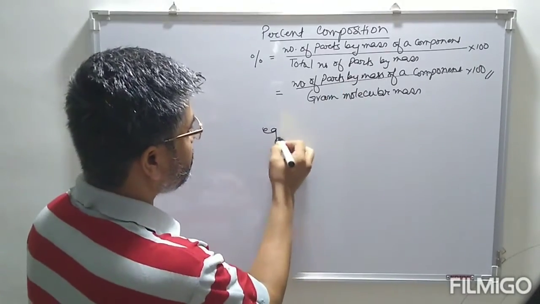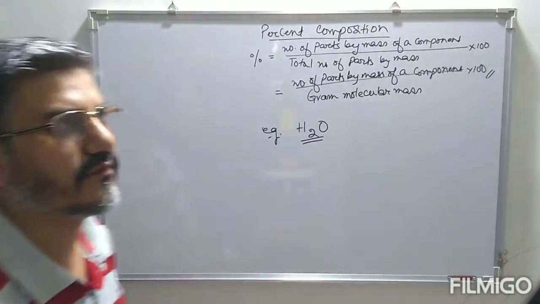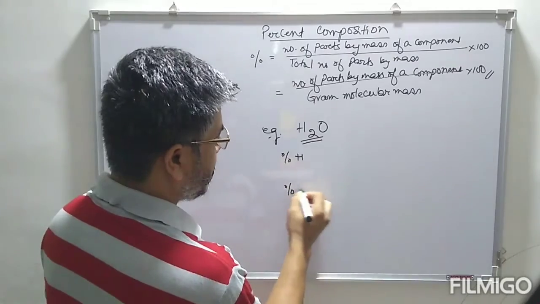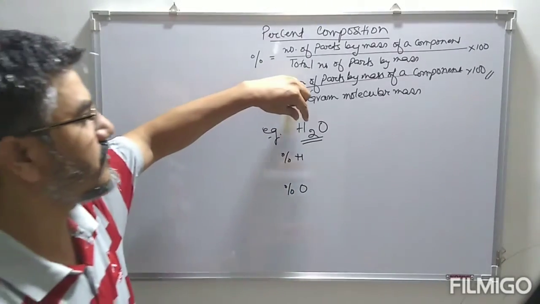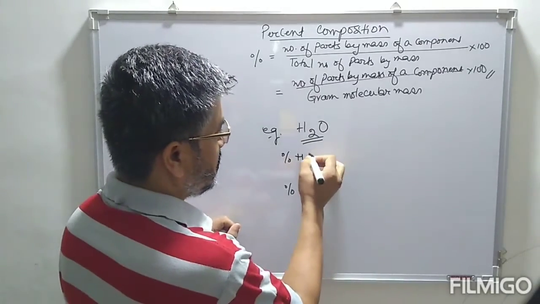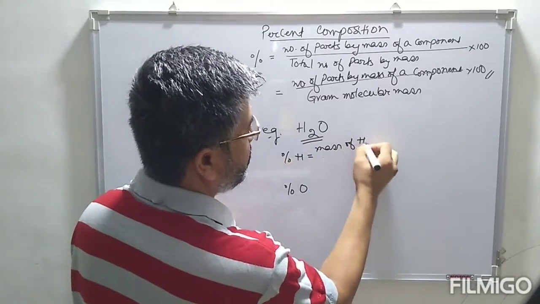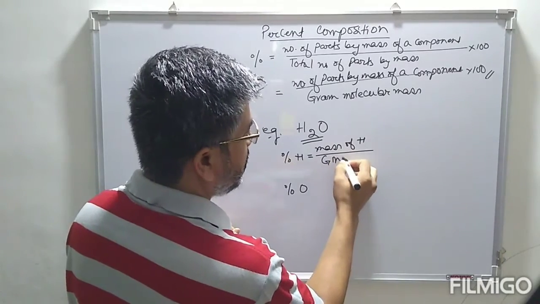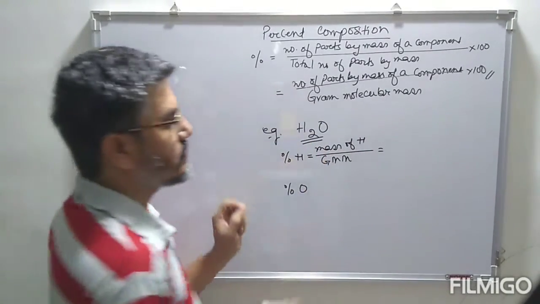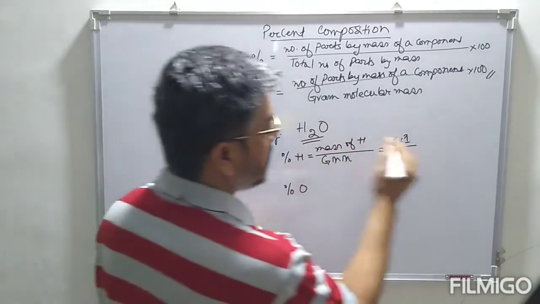Let's take this example. We have H2O molecule. Now in this H2O molecule, we have to find the percentage of hydrogen and the percentage of oxygen. So what is the percentage of hydrogen in H2O and the percentage of oxygen? Now percentage of hydrogen is mass of hydrogen divided by gram molecular mass of water. In a given molecule of water, we have 2 atoms of hydrogen. So total mass of hydrogen is 2 into 1. Molecular mass of water is 18.